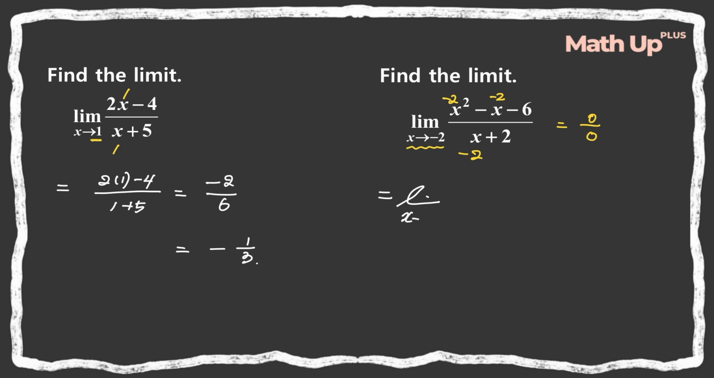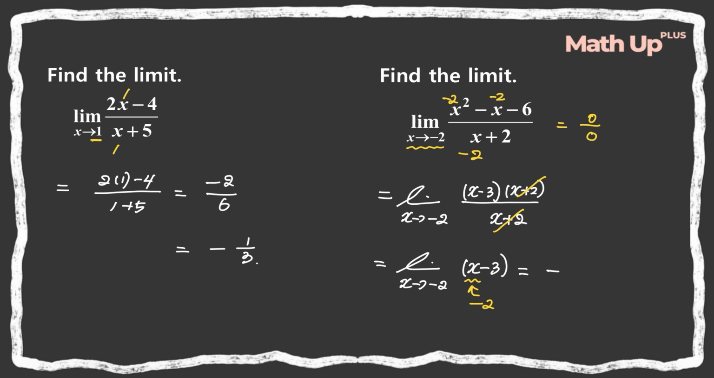So we have limit as x approaches negative 2. If we factor the numerator, that's going to be x minus 3 times x plus 2. Here, in the denominator, we have x plus 2, right? So we see that they have the same factors. Now what we have to do is cancel them out. Then this is equal to limit as x approaches negative 2 of x minus 3, right? Now substitute negative 2 for x. Then that is negative 2 minus 3. So the answer is negative 5, right?